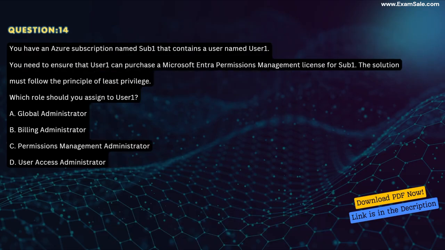Question 14. You have an Azure subscription named Sub1 that contains a user named User1. You need to ensure that User1 can purchase a Microsoft Entra Permissions Management license for Sub1. The solution must follow the principle of least privilege. Which role should you assign to User1? A. Global Administrator. B. Billing Administrator. C. Permissions Management Administrator. D. User Access Administrator.